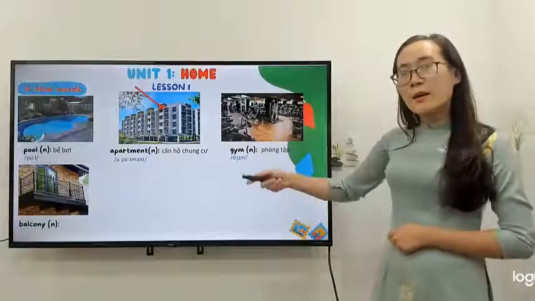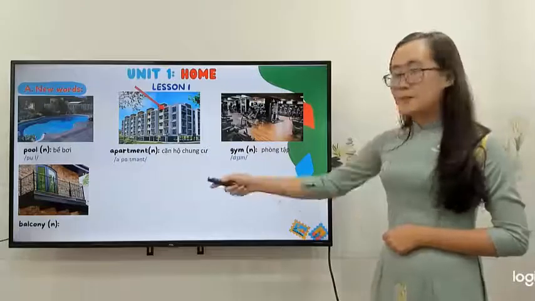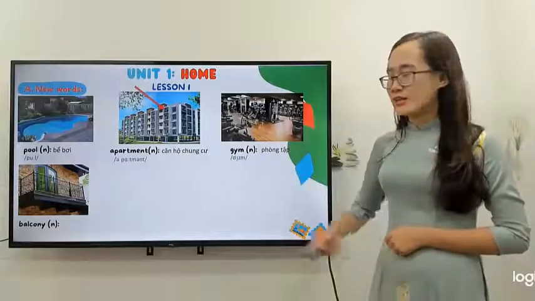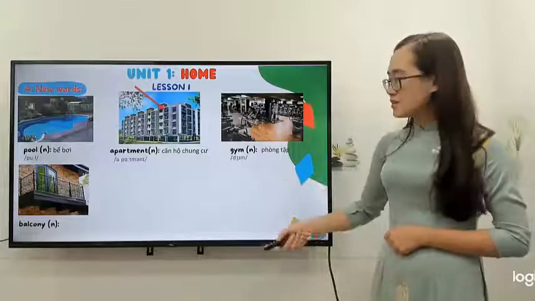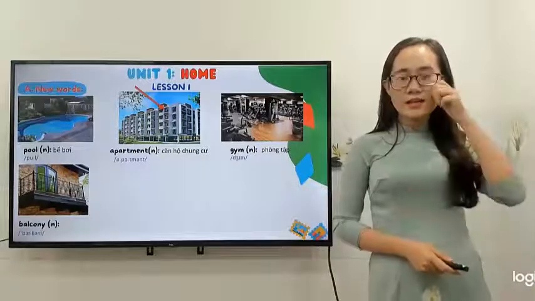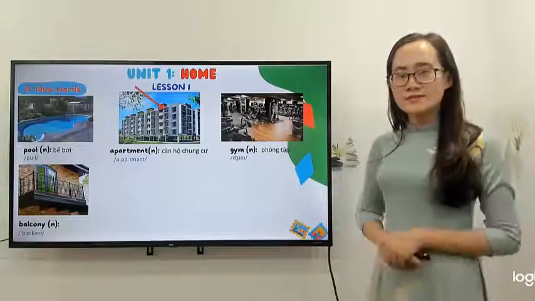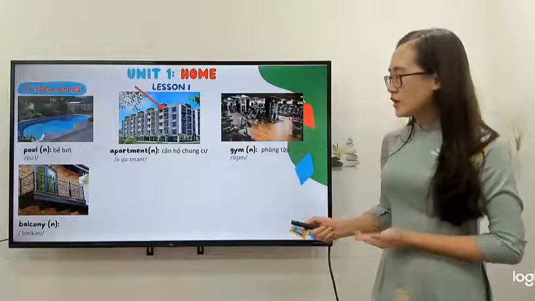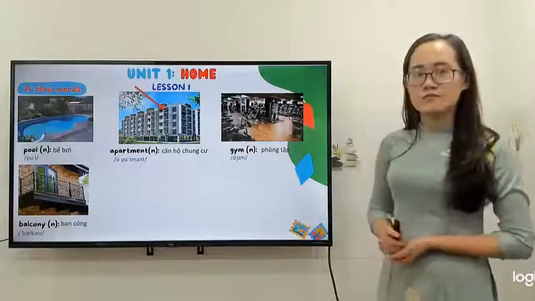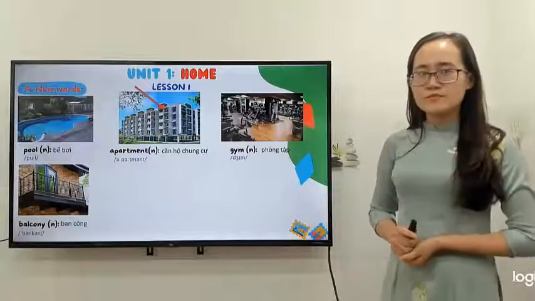I call it balcony. Balcony. Balcony. So what is balcony? Balcony là gì vậy các bạn? Đúng rồi, đó chính là ban công. And next one.